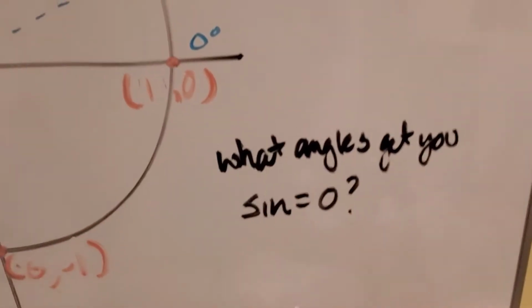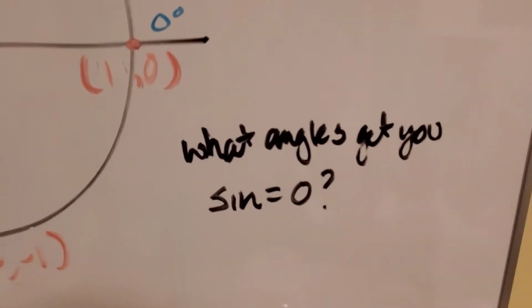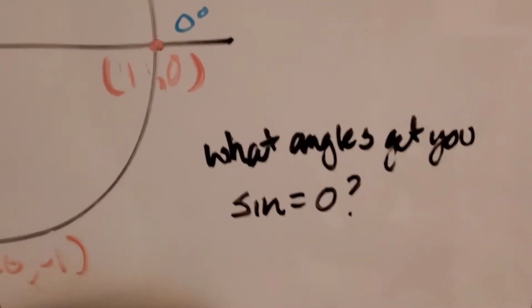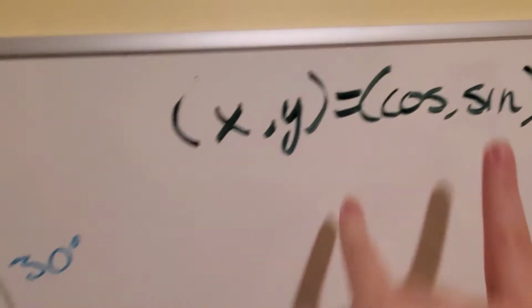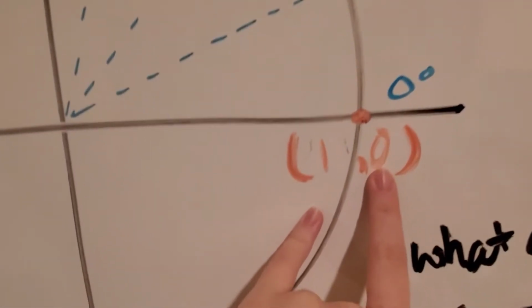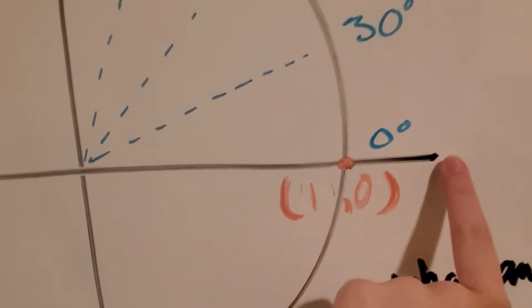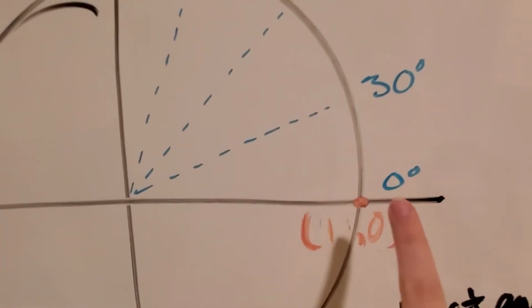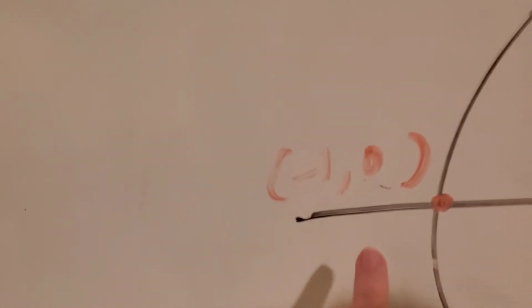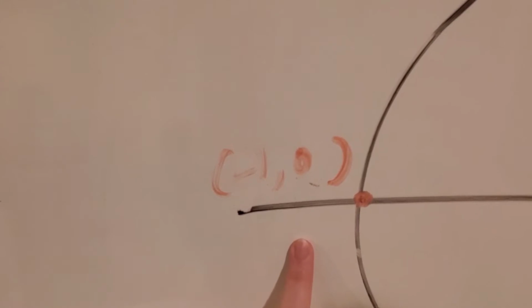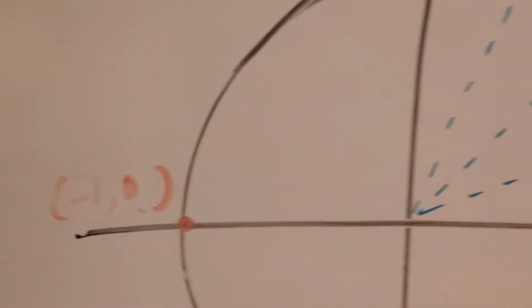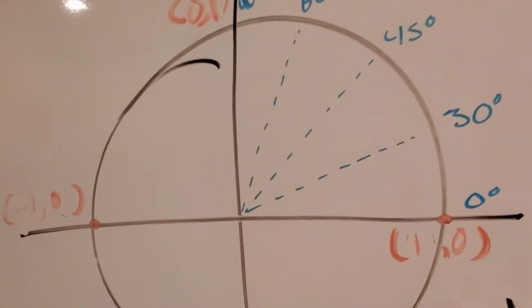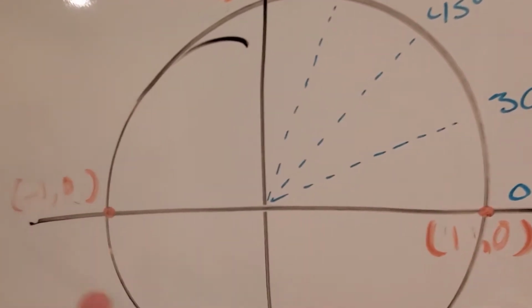Sorry about that. So the question that you have is what angles get you sine equals 0? So when I look at these coordinates, I say sine, I see cosine, sine, cosine, sine. Sine is 0 when it's 0 degrees, and also 360 degrees, because when you go all the way around the circle, you go back to 360. It's also 0 at 180 degrees, because it's still on the y-axis. Sorry, x-axis. It is on the x-axis, so it's 0.